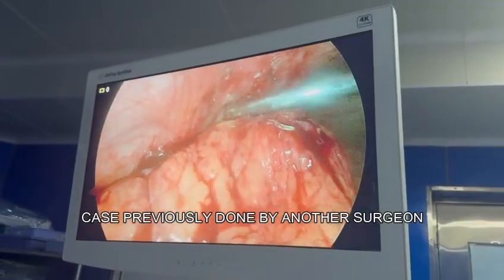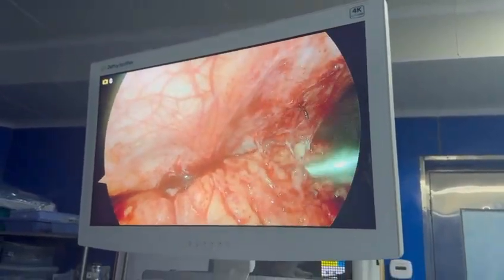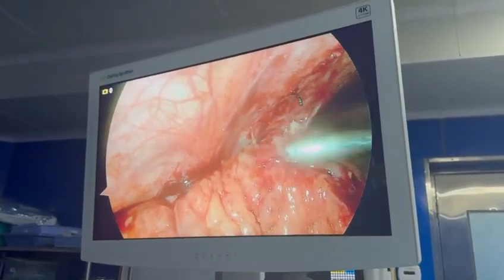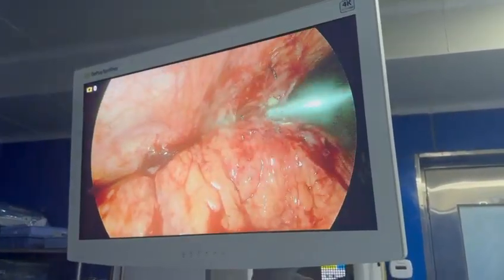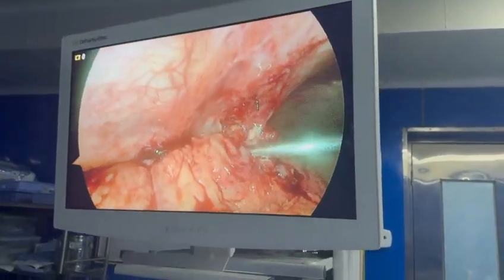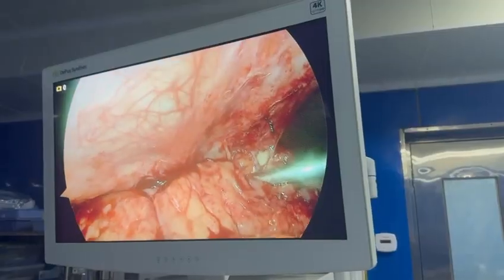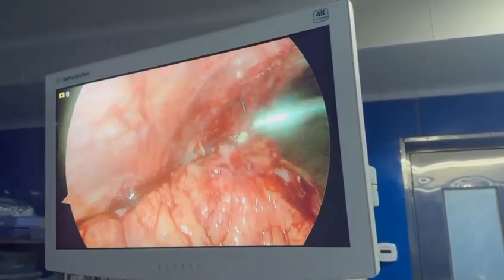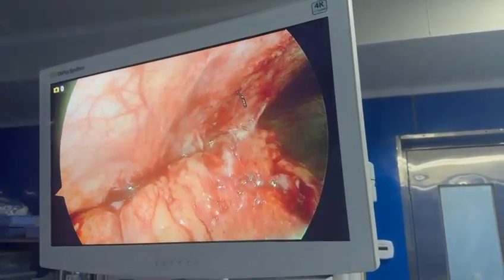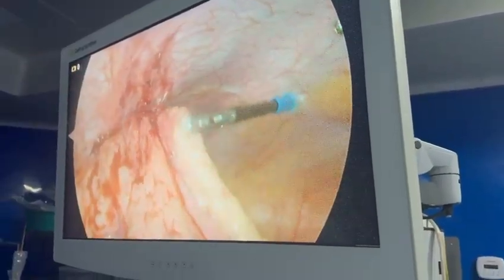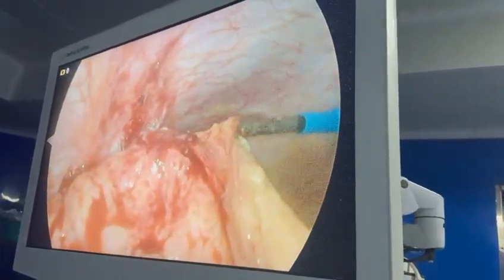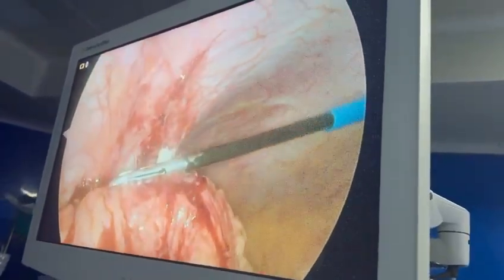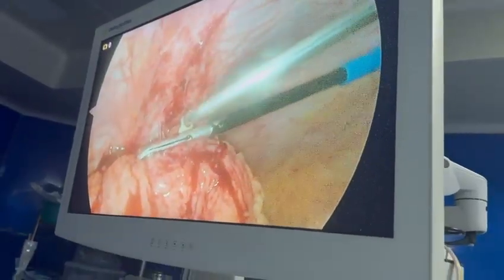We were finding it really difficult to proceed with our dissection. At this point, you can see we are trying to use the suction and trying to separate the omentum from the anterior abdominal wall. So here, as we continued with our dissection, we had to apply a considerable amount of force to try to separate this omentum from the wall.